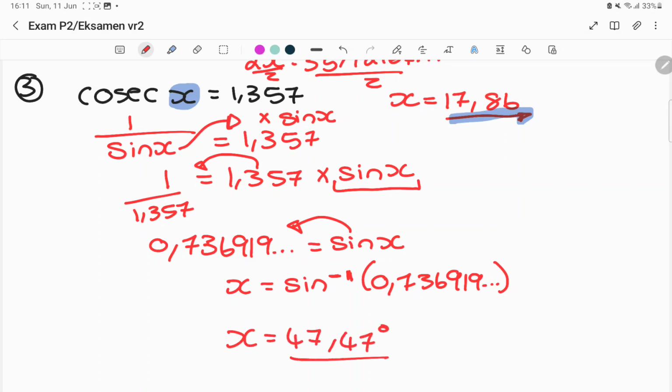47,57 degrees. Very important, whenever you have a cosec, a sec, or a cot, you have to first change it into a sine, a cos, and a tan. So change it to its reciprocal, and then you continue to get x alone.